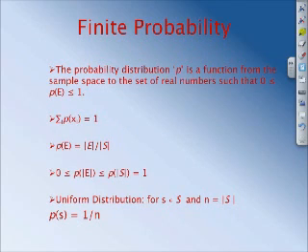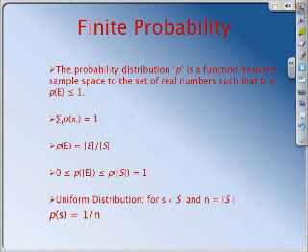Now we're going to talk about finite probability. This is when we're dealing with a sample space that is finite. The probability distribution P is a function from the sample space to the set of real numbers, such that 0 is less than or equal to the chance of the event, which is less than or equal to 1. Key things to note: the chance has to be 0 or greater, and P of E is at most 1. This means that the probability can't be more than 1.